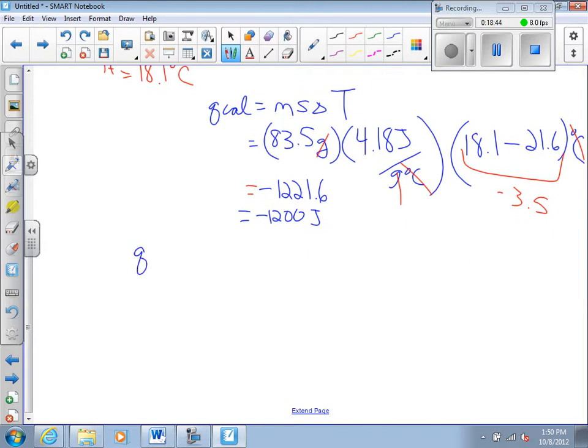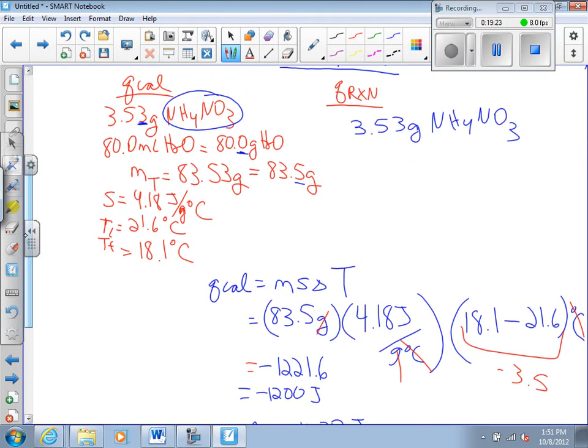Now, we know Q reaction is negative Q cal, so that's going to be positive 1200 joules. All right, positive, endothermic. We're good. Remember we had that little conversation earlier when I was the only one speaking? Wasn't actually a conversation, but I went through the whole process of should this be endo or exo. We decided, hopefully we all decided, this should be endothermic, and the positive Q reaction tells us this is an endothermic reaction.